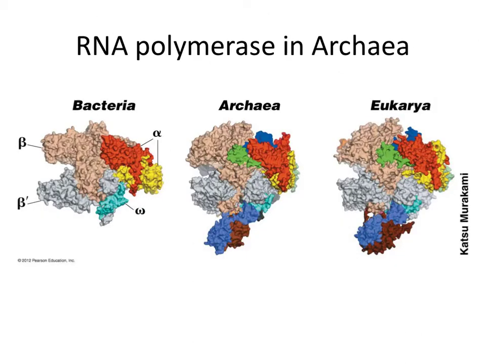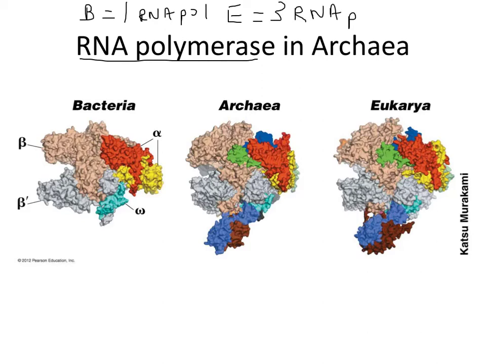The major enzyme that is responsible for transcription, or RNA synthesis, is RNA polymerase. So you'll remember that bacteria have one RNA polymerase, and eukaryotes have 3 RNA polymerases, and it turns out that Archaea have 1 RNA polymerase. So in that regard, in the number of polymerases, the Archaea are much like bacteria.